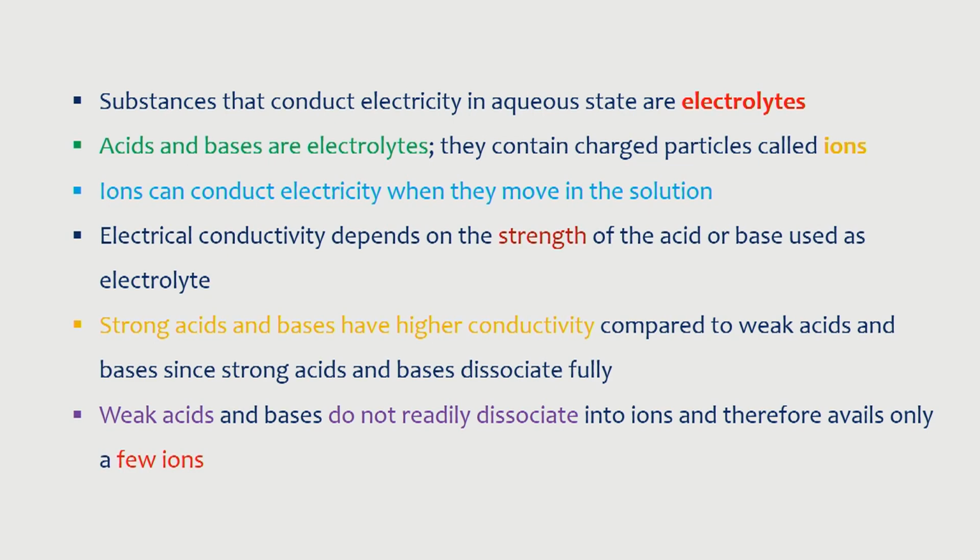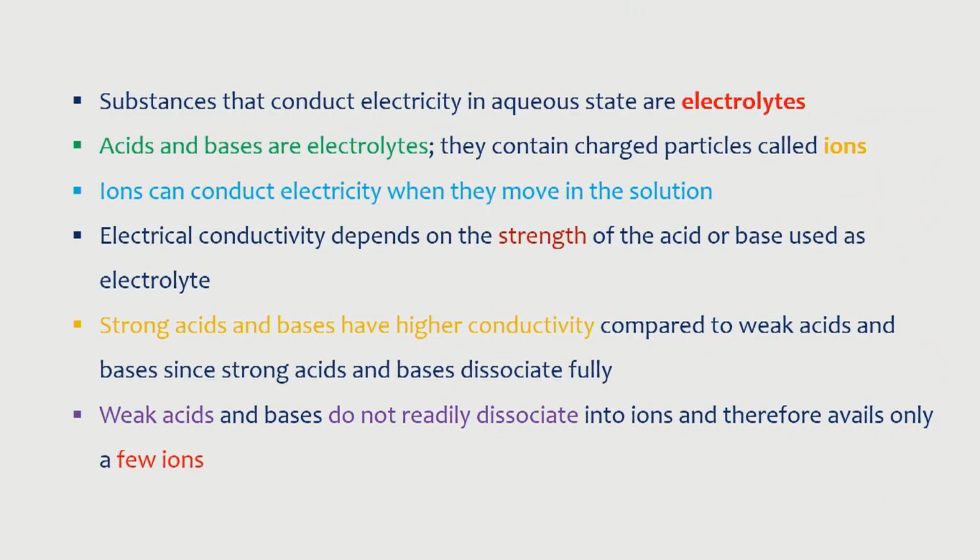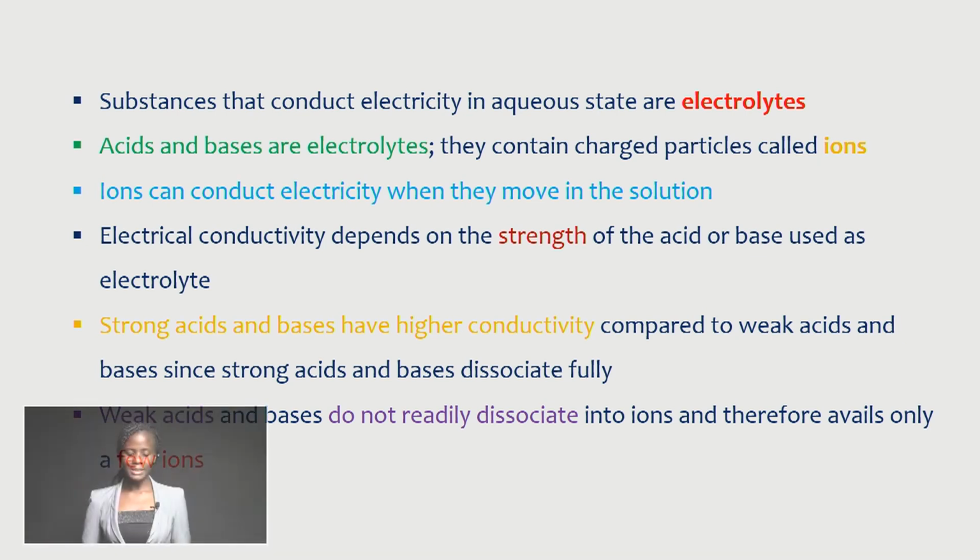There are other substances that can only conduct electricity in molten state. An example is lead-2 chloride. We have lead-2 bromide. All those compounds are called binary electrolytes. They can only conduct electricity in molten state, and so they are also electrolytes. Now, both acids and bases conduct electricity. They contain charged ions, a positive ion and a negative ion. And in electrical conductivity, the charged ions are the ones that move about to conduct electricity.